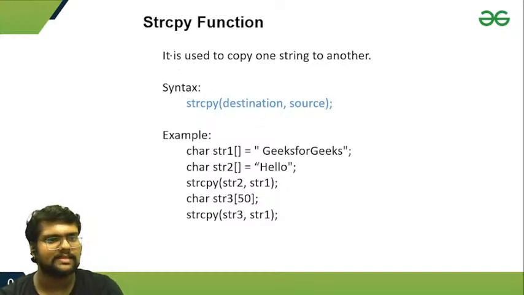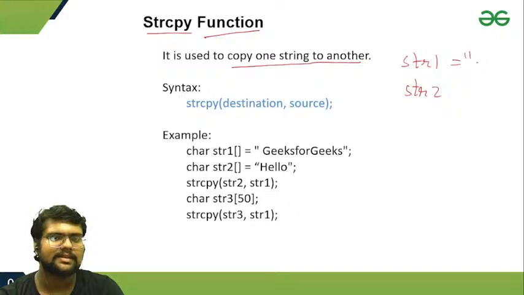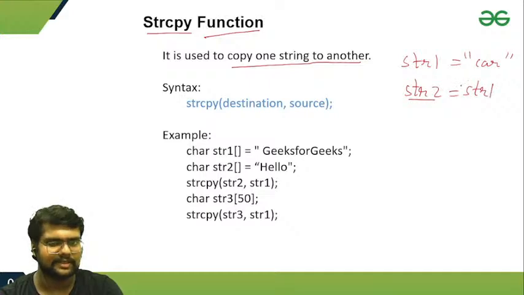Now let's see the strcpy function. The strcpy function is used to copy one string to another string. If we have two variables str1 and str2, and str1 holds the string car, and I want to copy it into str2, I could assign it directly, but it will not copy, it will just put a reference to it. So to copy the string you have to use the strcpy function. It will copy from source to destination.